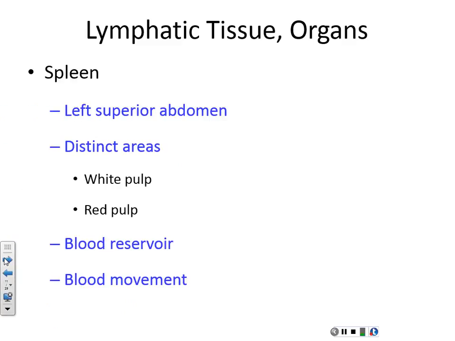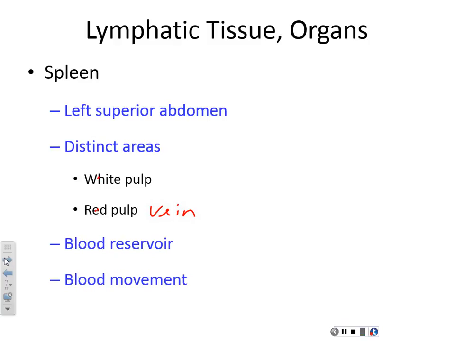Lymphatic organs. The spleen is in the left upper quadrant of the abdominal cavity. Here I need you to know about the white pulp, and then the red pulp, which is associated with the veins, and the white pulp is associated with arteries. The white pulp has lymphatic nodules. Red pulp is associated with the veins.